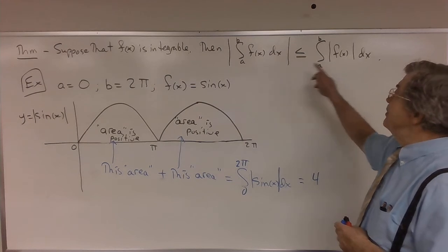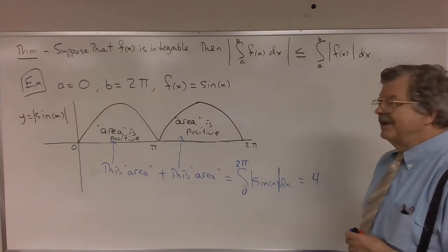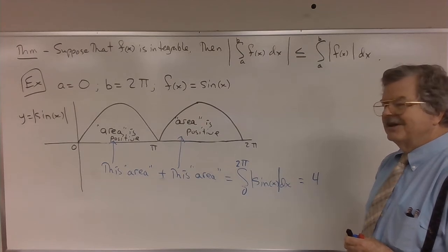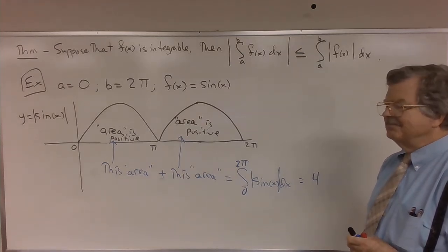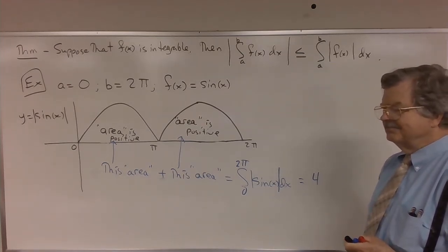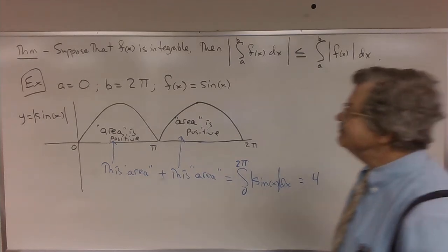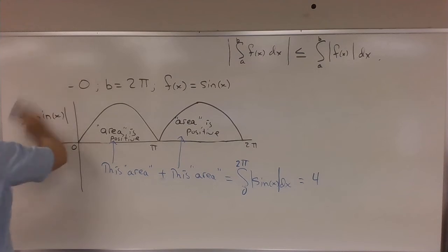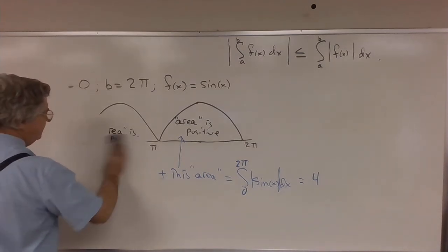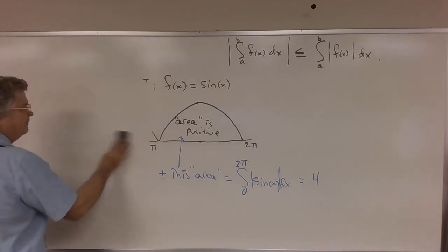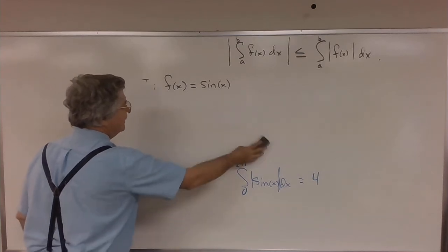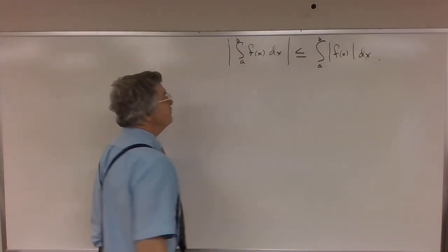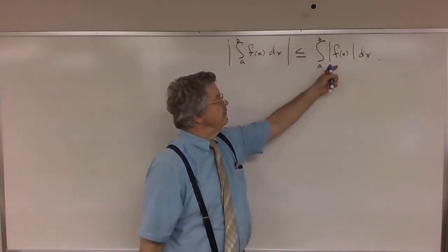So if these two things are equal, then essentially f of x doesn't change sign throughout the interval. That's a little white lie, but until we have measure theory, that explanation will have to do. Yeah, if f of x does not change sign in the interval, then these two things are going to be equal.